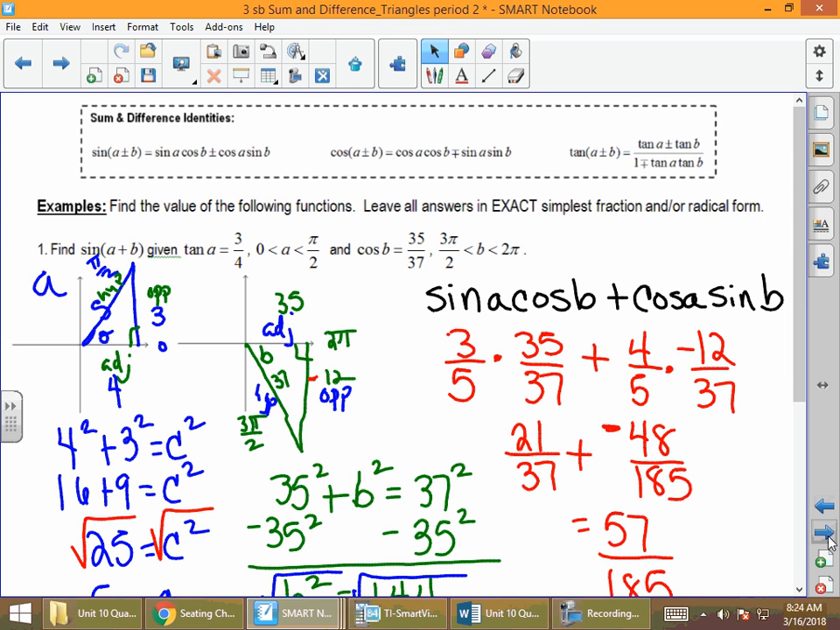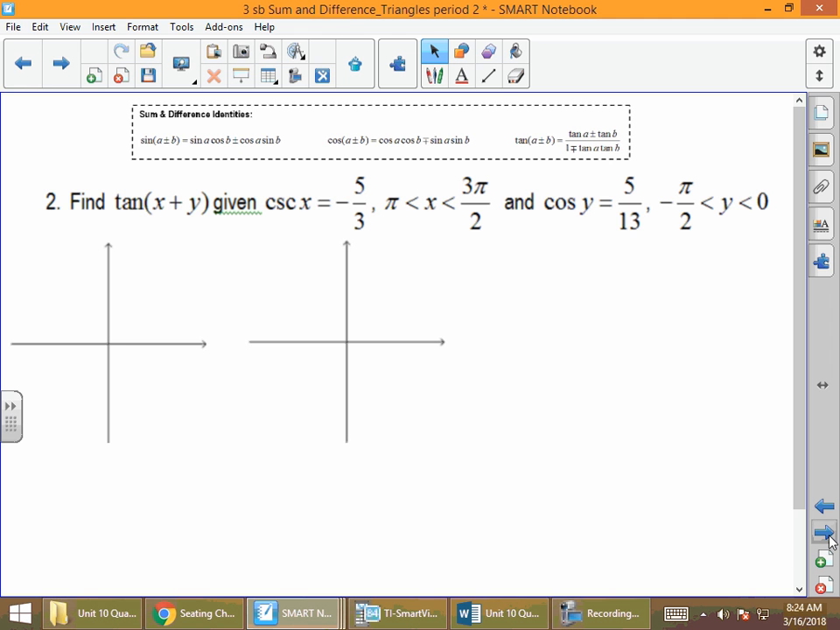So we're given the cosecant value on this particular one, and we're going to find tangent of x plus y, given the fact that cosecant of x equals negative 5/3. And really, even before we start, let's convert cosecant to sine, which we're more familiar with. Cosecant and sine are reciprocal functions, so this is going to be negative 3/5. We flipped the fraction, and that may be helpful for us.